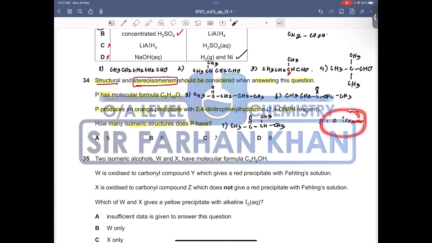मैंने इसको 1 लिया है. 1 क्यों ले रहा हूं मैं इसको? क्योंकि मैं इसका स्ट्रक्चर ऑलरेडी बना चुका हूं. Okay. So this is going to be 8.